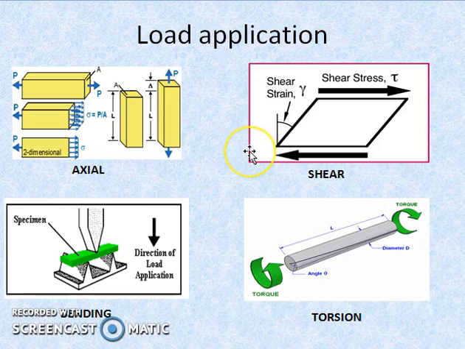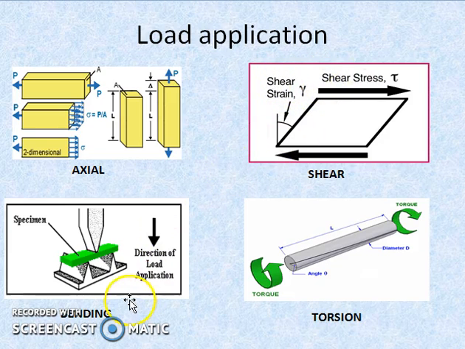Next, coming to shear. Shear stresses are nothing but, when the force is applied parallel to the cross-sectional area, angular deformation in the material will occur. The resulting stress is known as shear stress. Similarly, the resulting deflection or displacement is known as shear strain.